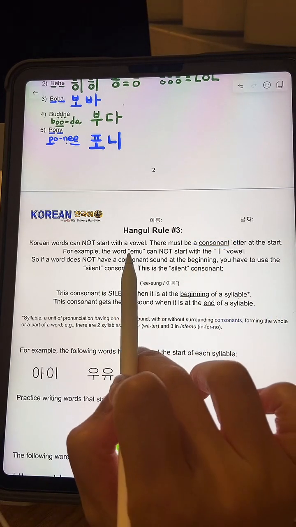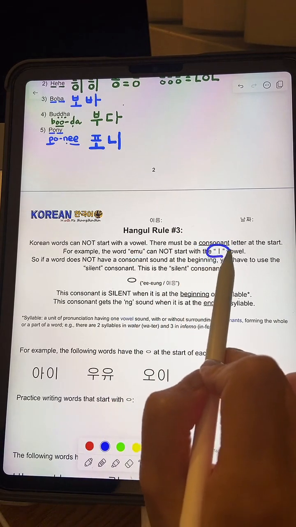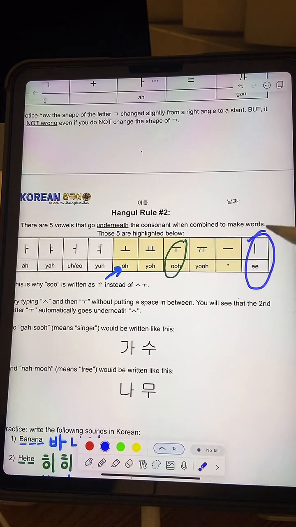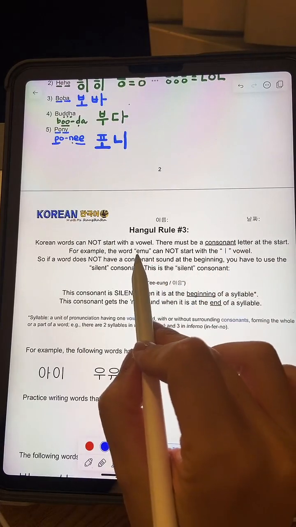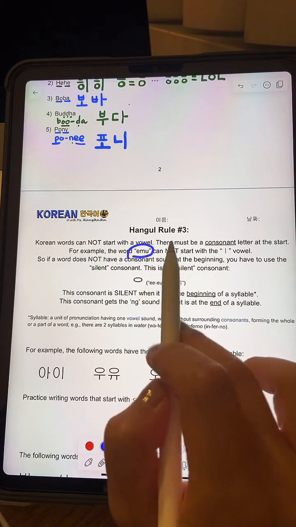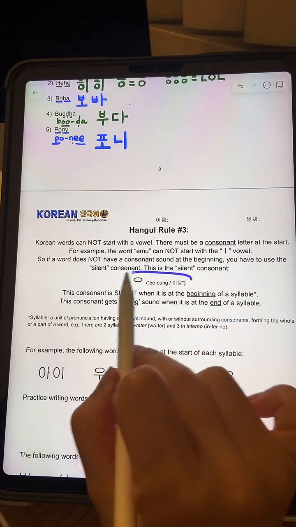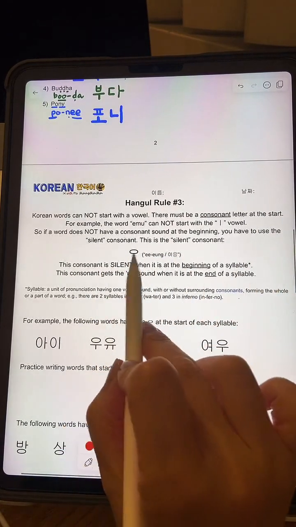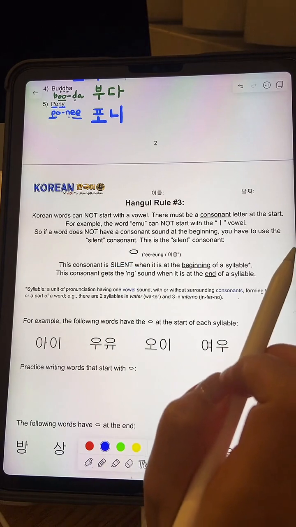For example, the word emu, like the animal, cannot start with the E. This is the E vowel in Korean, this last vowel. It cannot start with this one. But emu starts with the E sound, right? So if a word does not have a consonant sound at the beginning, like emu, you have to use the silent consonant. This is the silent consonant, the ing. So please remember this. This consonant ing is silent, there's no sound, when it's at the beginning of a syllable.